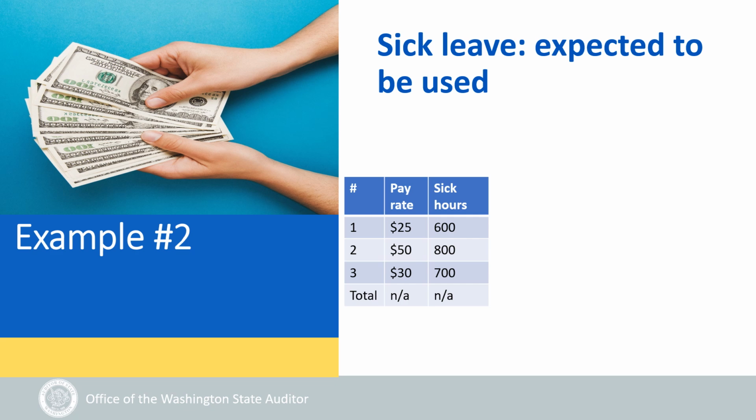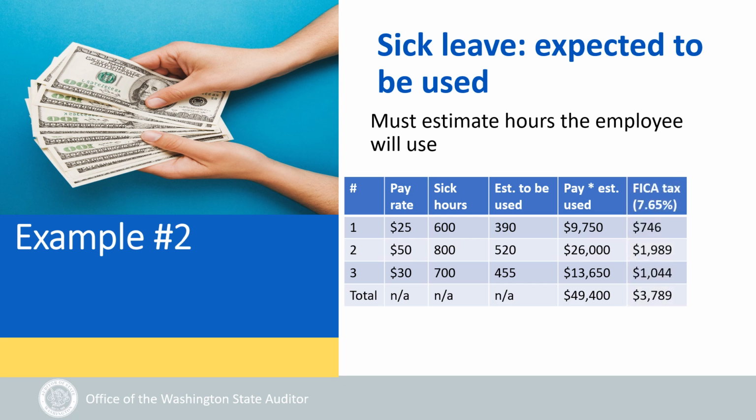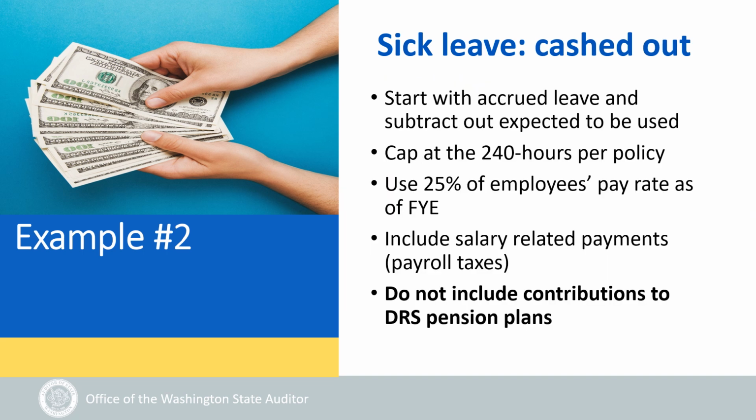At the city, experience and historical trends tell them employees typically use 65% of their leave. So the estimated to be used column is 65% of the total sick hours. Again, this is paid out at the full rate because it's time they are actually going to use while they are employed. Then we add in salary-related payments like FICA tax, and that gives us a total of $53,179. Now we move on to step 2.